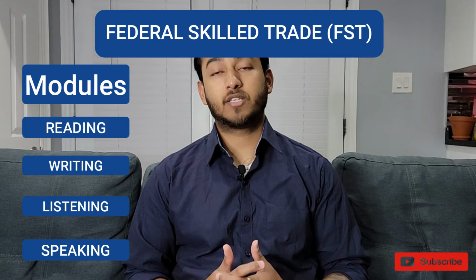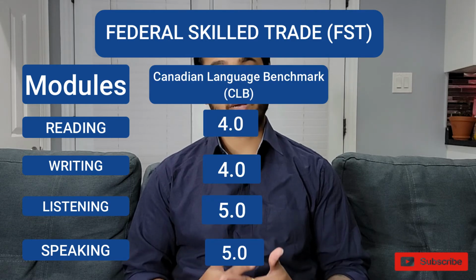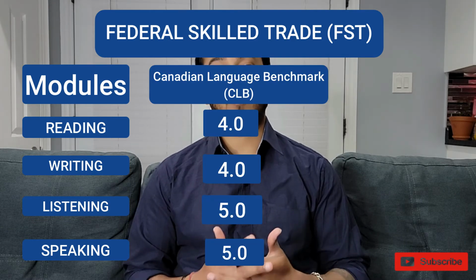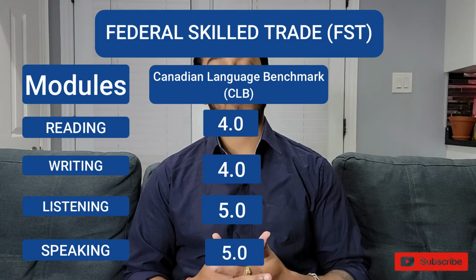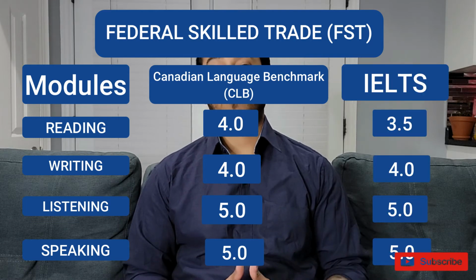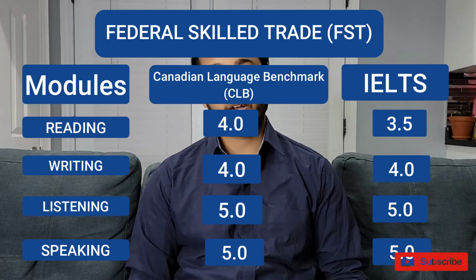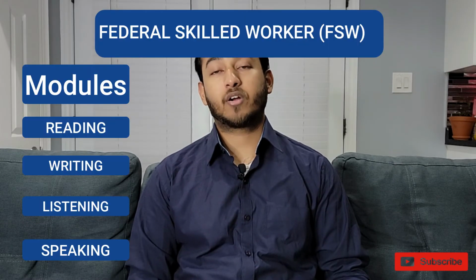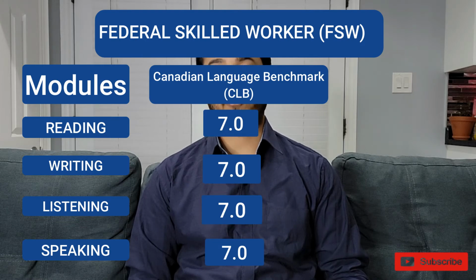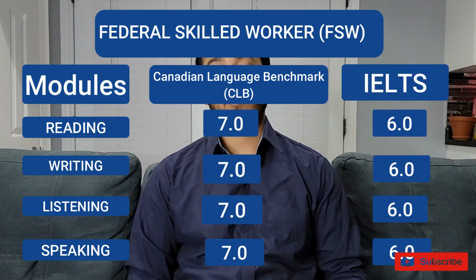Okay, now let's start on how to know if you're eligible to apply. The first is language. For FST, you will need to have a CLB, which is the Canadian Language Benchmark, of at least 5 in speaking and listening, and CLB 4 for reading and writing. In terms of IELTS bands, you will need at least 5 bands in speaking and listening, and at least 3.5 bands in reading and 4 bands in writing. For FSW, the requirement is a bit higher and you are required to have a CLB of at least 7 in all 4 modules. In terms of IELTS bands, that means at least 6 bands in all 4 modules. Anything lower than that and you will not be eligible to apply under that program.